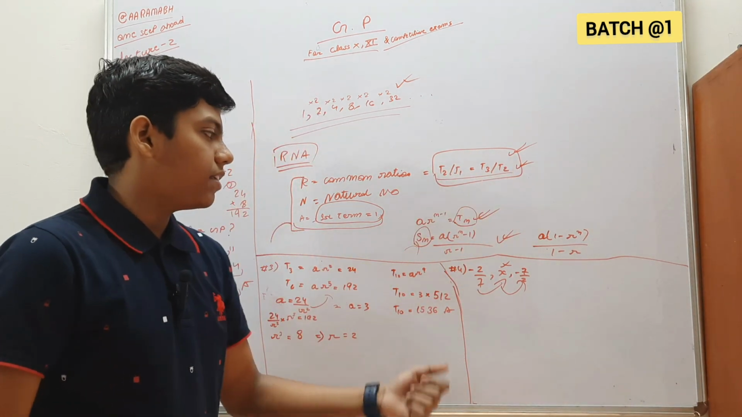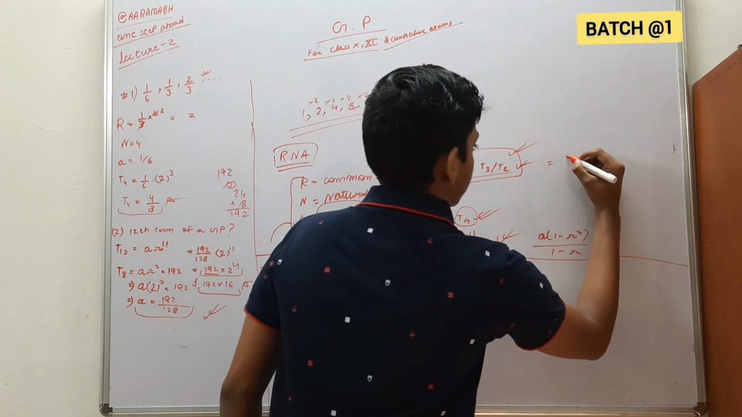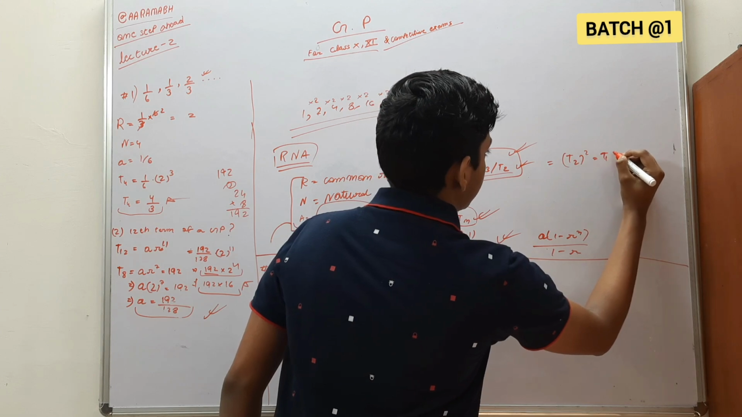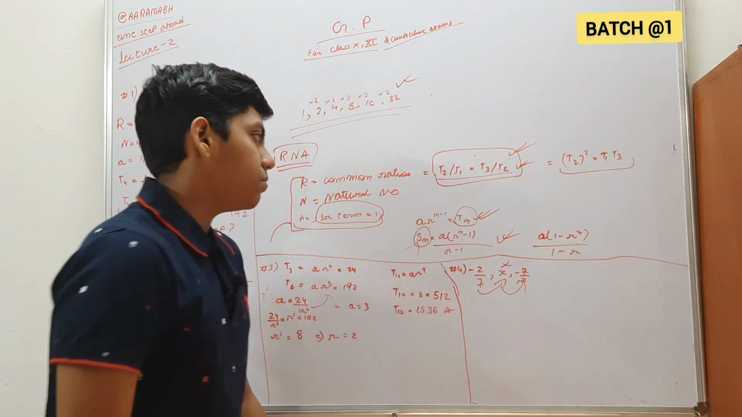Keep this formula in mind. Here it will be used only. So let me make something of this. T2 square is equal to T1 into T3. You can memorize this also.